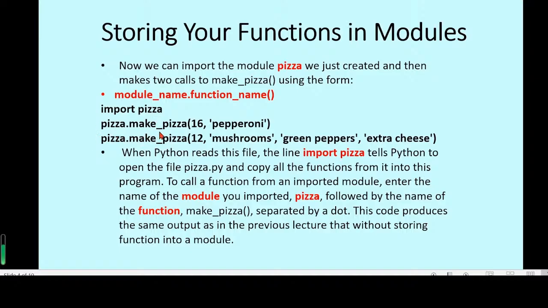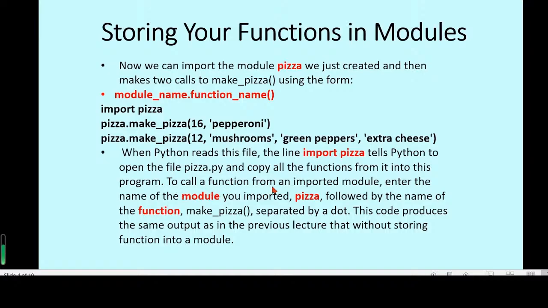Then we can call this function make_pizza using pizza.make_pizza, with the arguments for the input. Similarly, we can use pizza.make_pizza with the size and more than one topping for the pizza. So when Python reads this file, the line import pizza tells Python to open the file pizza.py and copy all the functions from it into this program.